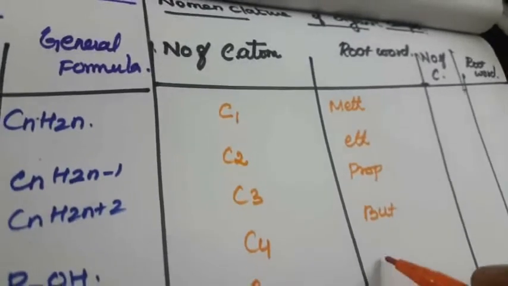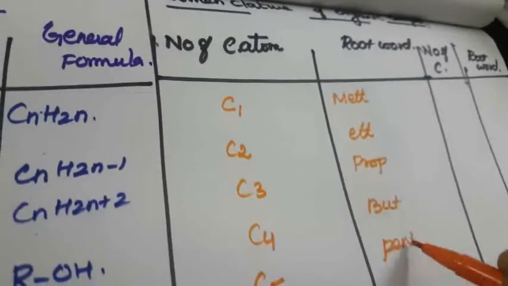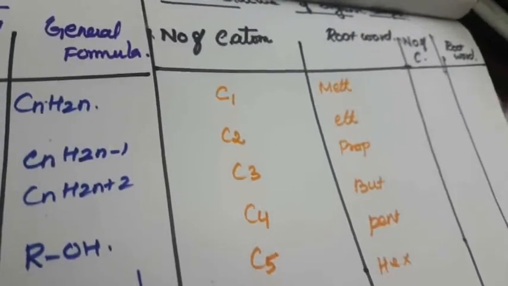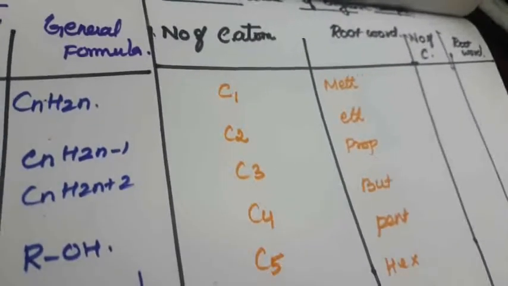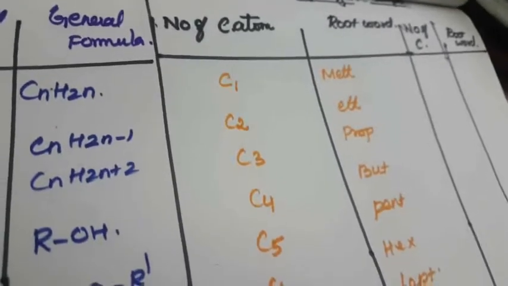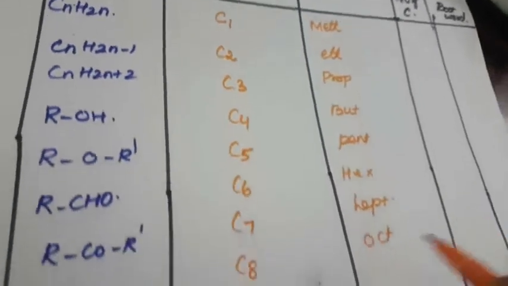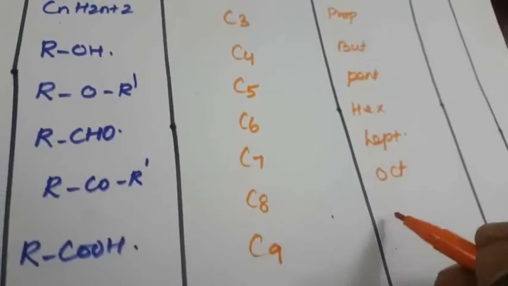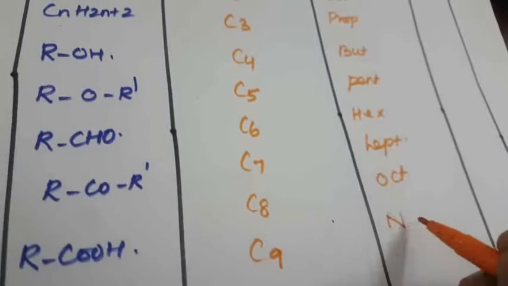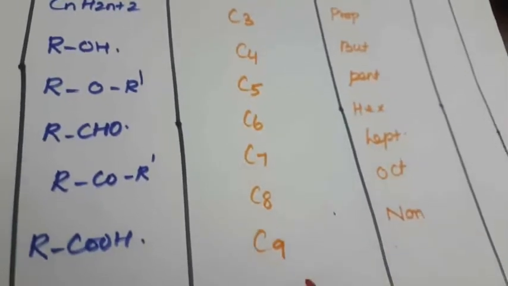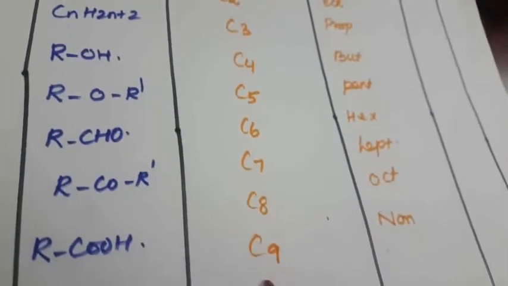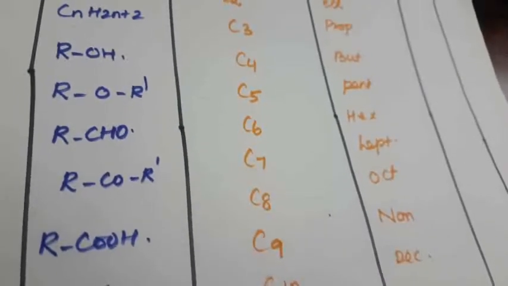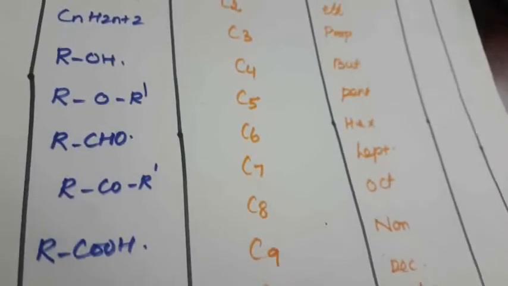C5, five carbons, is pent. C6 is hex. C7 is hept. Then C8 is oct. C9 is non. C10 is dec. C11 is undec. Okay, that is enough.